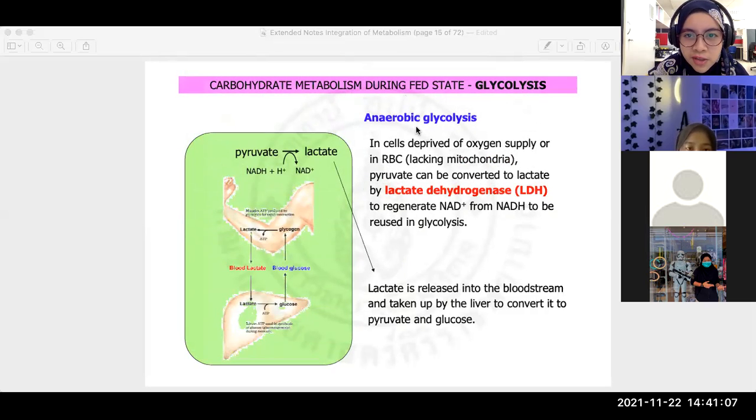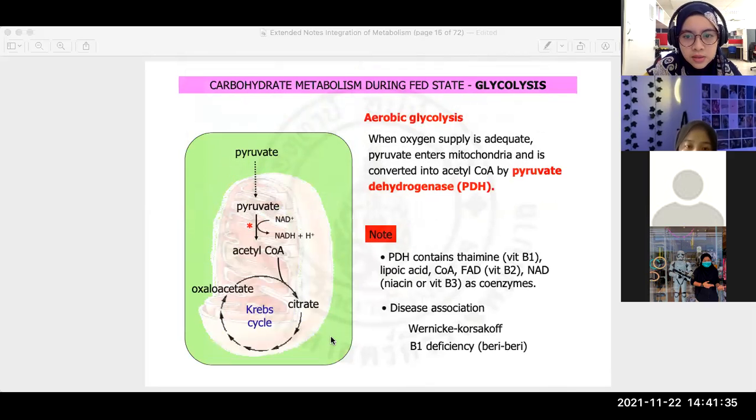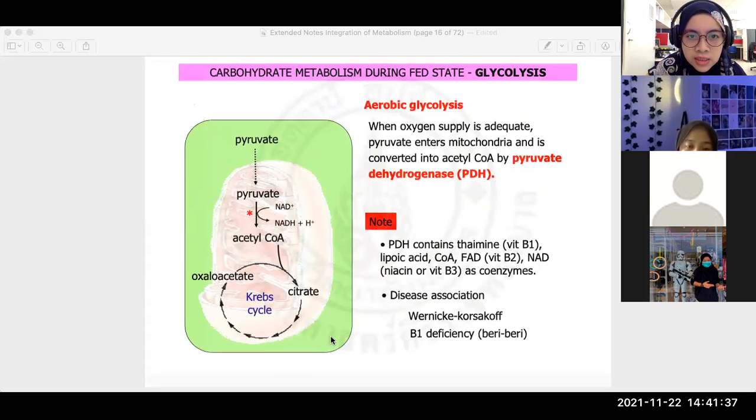We also have anaerobic glycolysis, which also takes place within the hepatocytes. In anaerobic conditions, instead of pyruvate being formed, our body will form lactate, for example during intense exercise. This lactate will be released into the bloodstream and then taken up by the liver to convert it to pyruvate and also glucose for us to utilize the energy. I won't go into detail for this one.